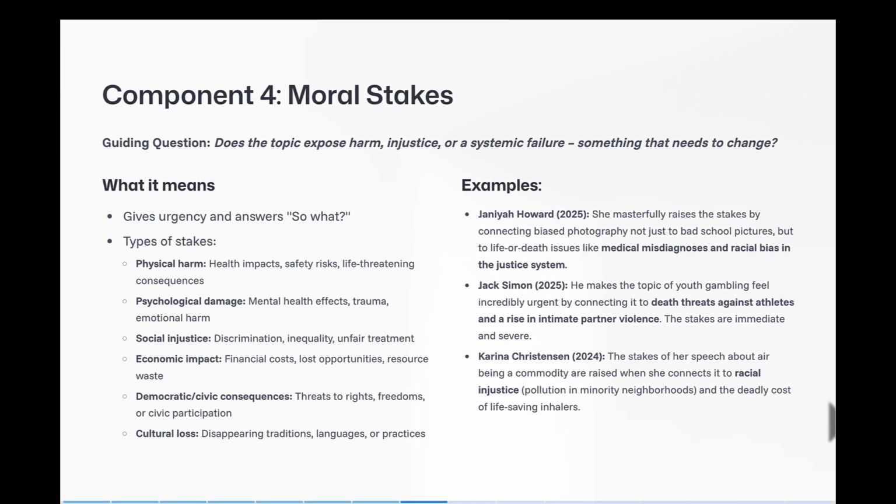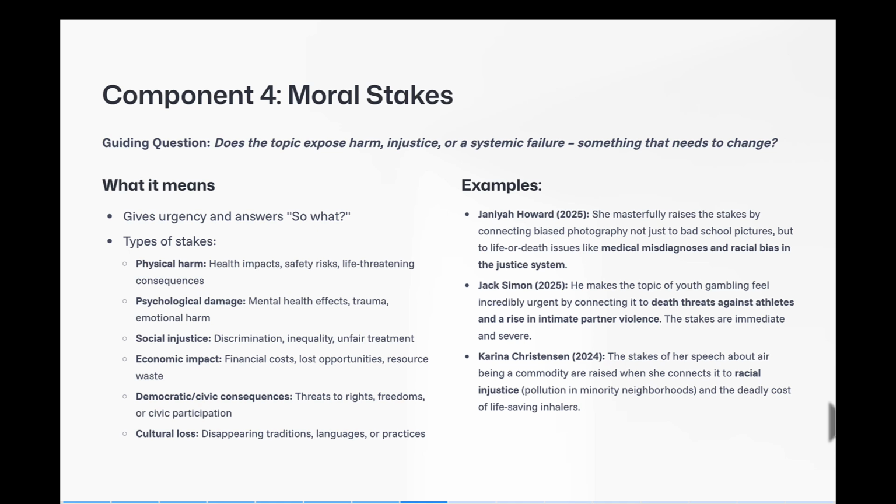Component number 4, moral stakes. This one's pretty straightforward. It's, does the topic expose harm or injustice or systemic failure, something that needs to change? And so this component really explains why just standing up and talking about your favorite video game for 10 minutes probably isn't going to be a winning strategy. Actually, there's another component that will do that as well. But you want to give urgency. You want to answer so what.